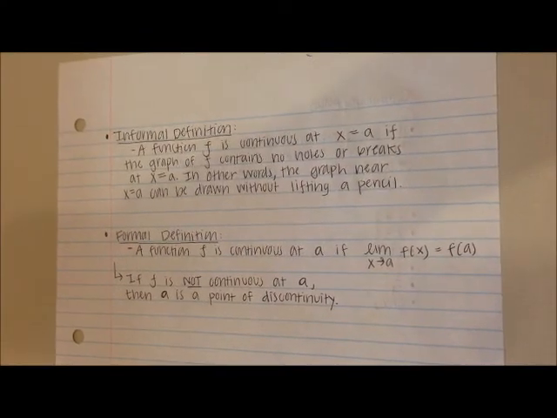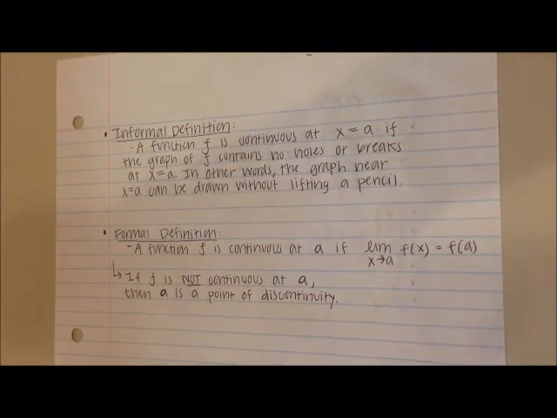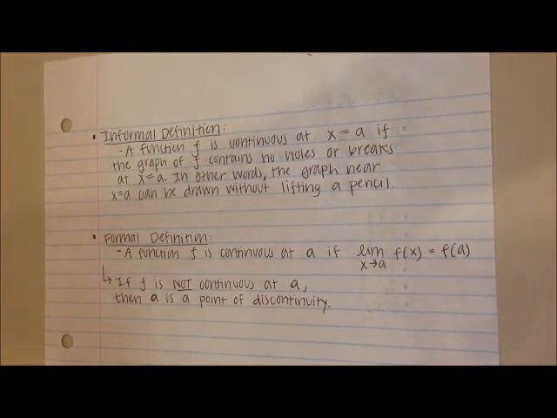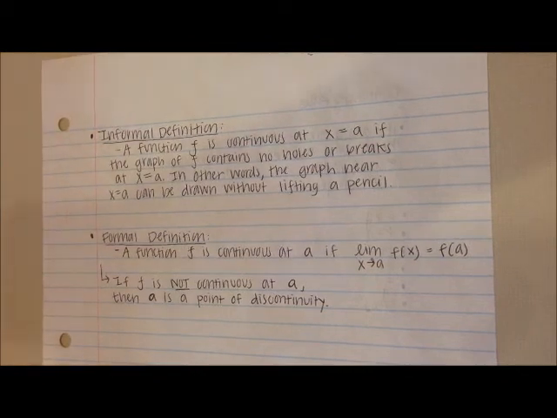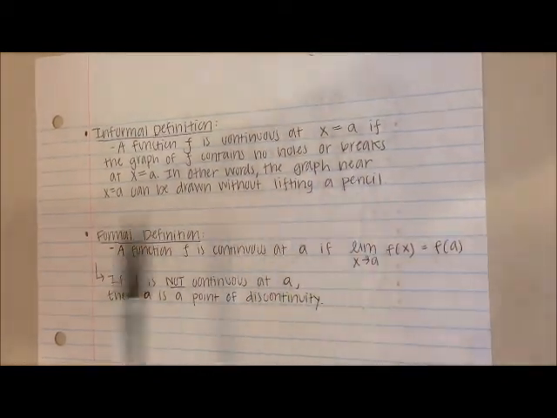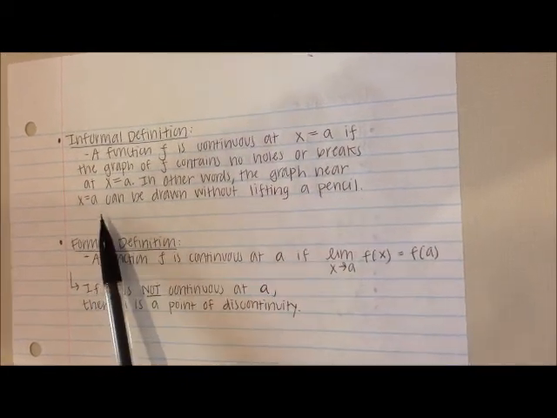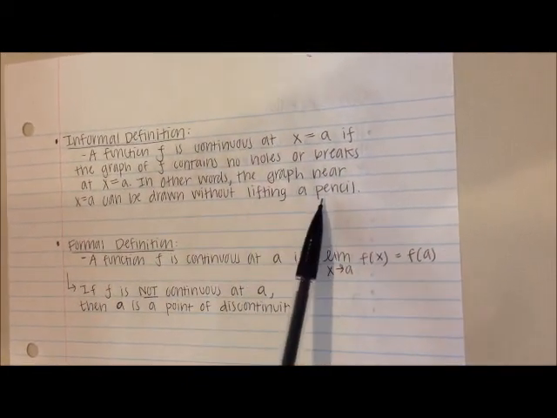For continuity, there's an informal definition and a formal definition. The informal definition is a function f is continuous at x equals a if the graph of f contains no holes or breaks at x equals a. In other words, the graph near x equals a can be drawn without lifting a pencil.